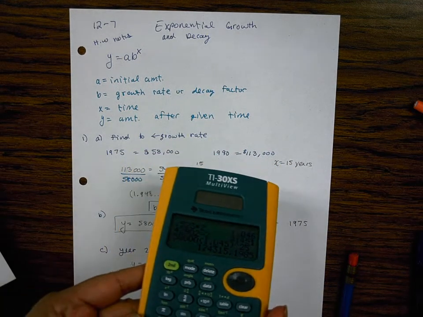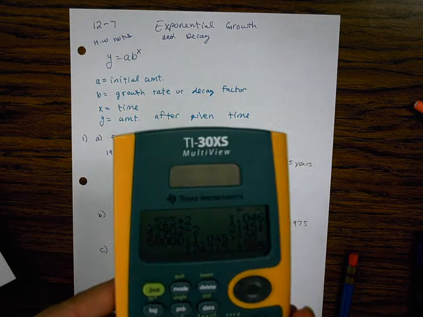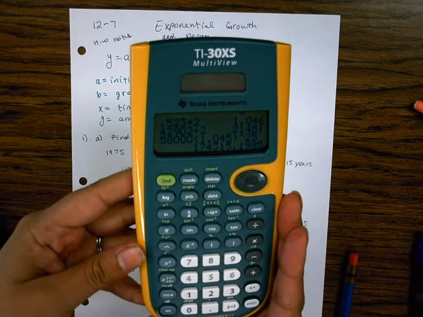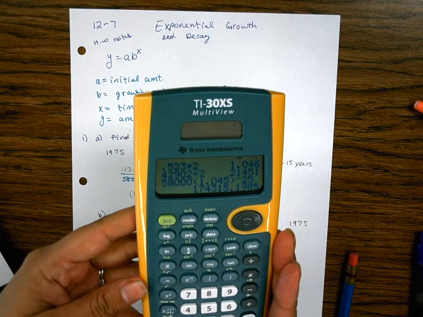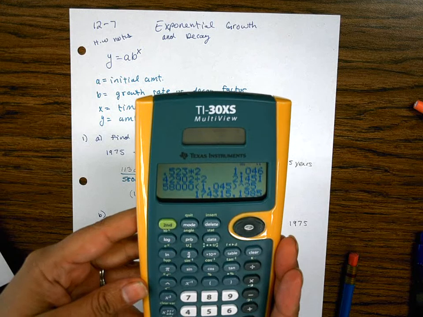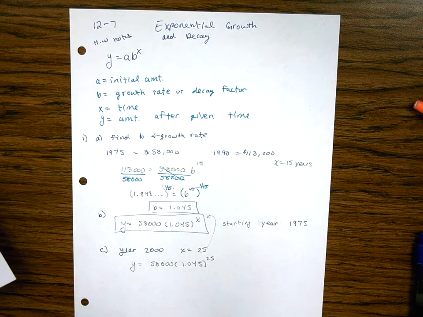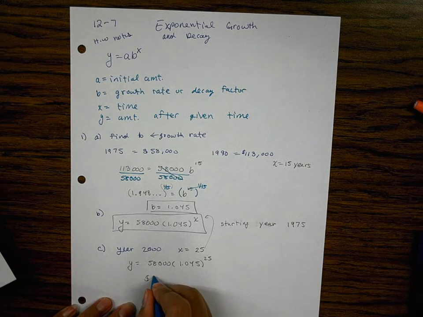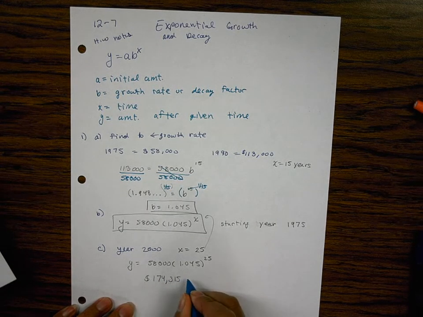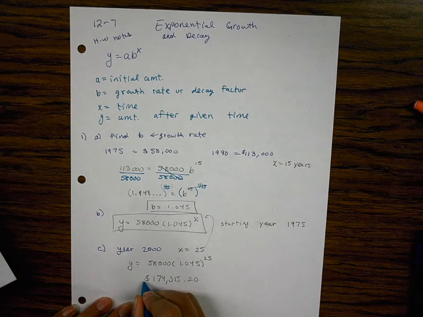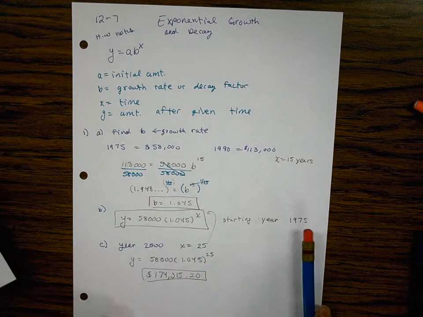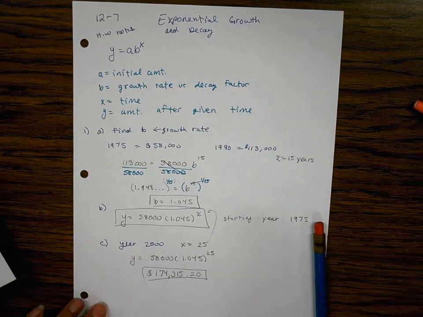This is what it looks like after you plug it in. I know you may not be able to see it, but you should know how to plug it in your calculator. Gosh darn this lighting. There you go. And that is $174,315.20.